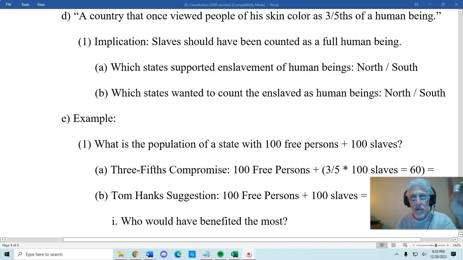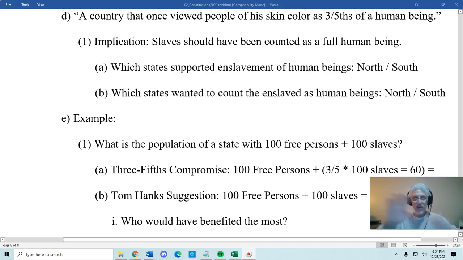Which states wanted to count the enslaved as human beings? The North or the South? The South wanted to count them as human beings. They didn't want to count them as 3/5 of a human being. They wanted to count them as a full human being. The North didn't think they should be counted at all. Why would you give the South more representation in a democratic system because they engage in the most undemocratic of practices, the enslavement of human beings?